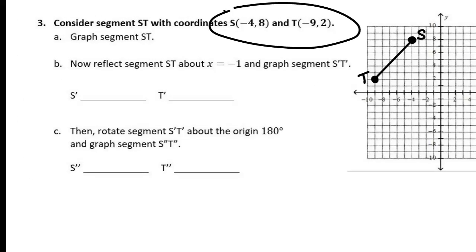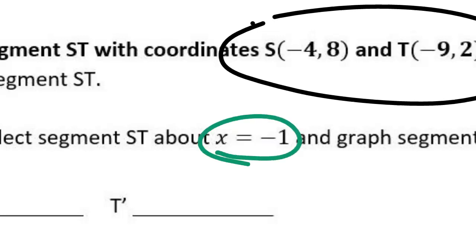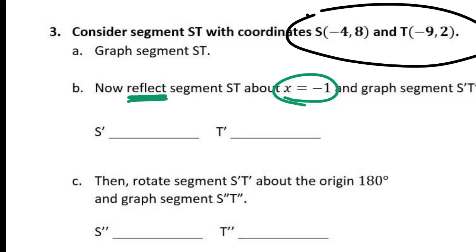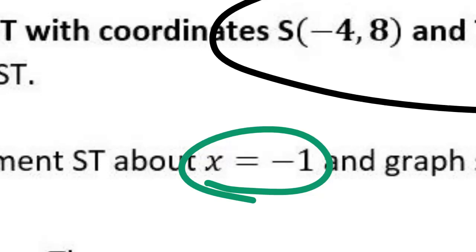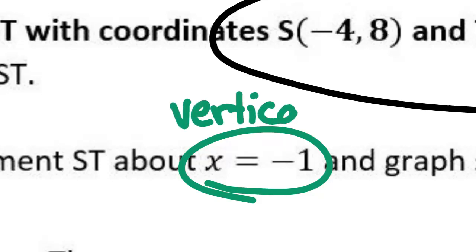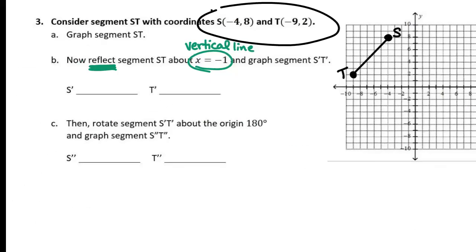What are we doing first after we graph that? We're going to reflect segment ST over x equals -1. What kind of a line are we reflecting over? What kind of a line is x equals -1? Vertical. There's no y in the equation, so it has to be parallel to y.